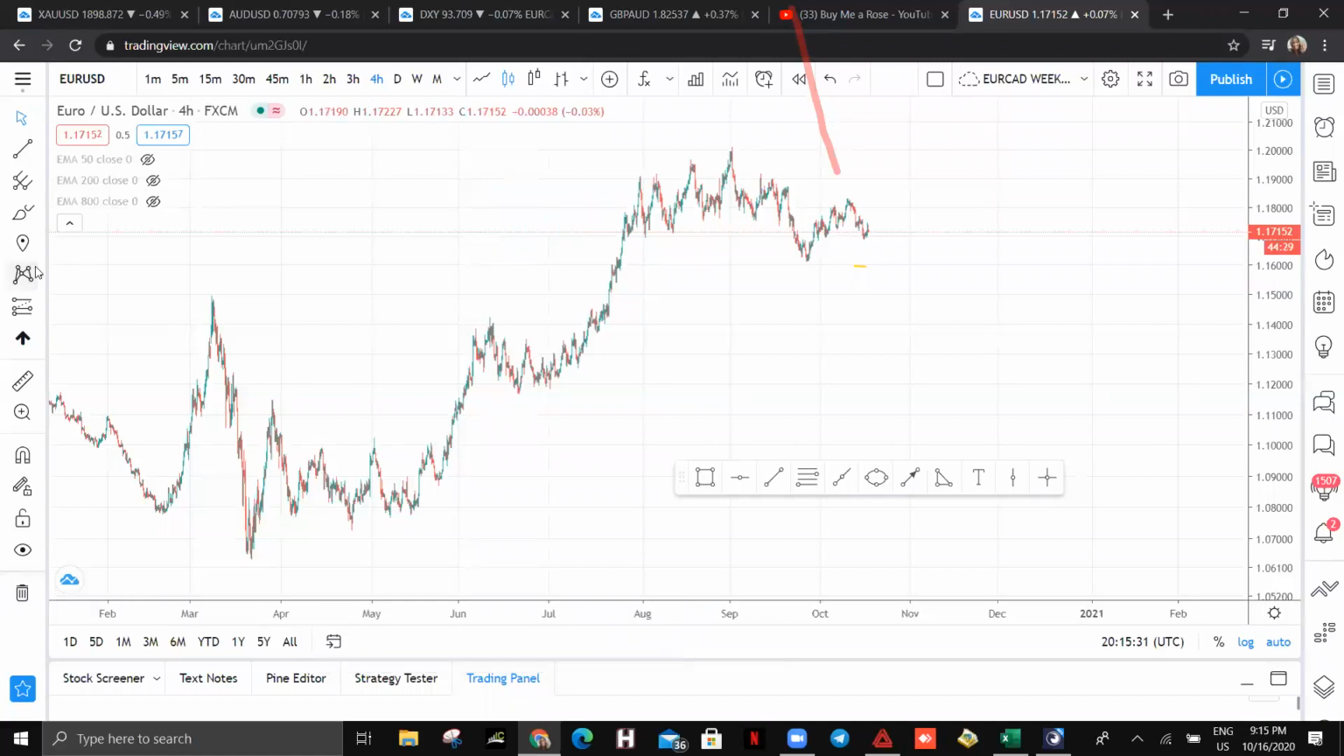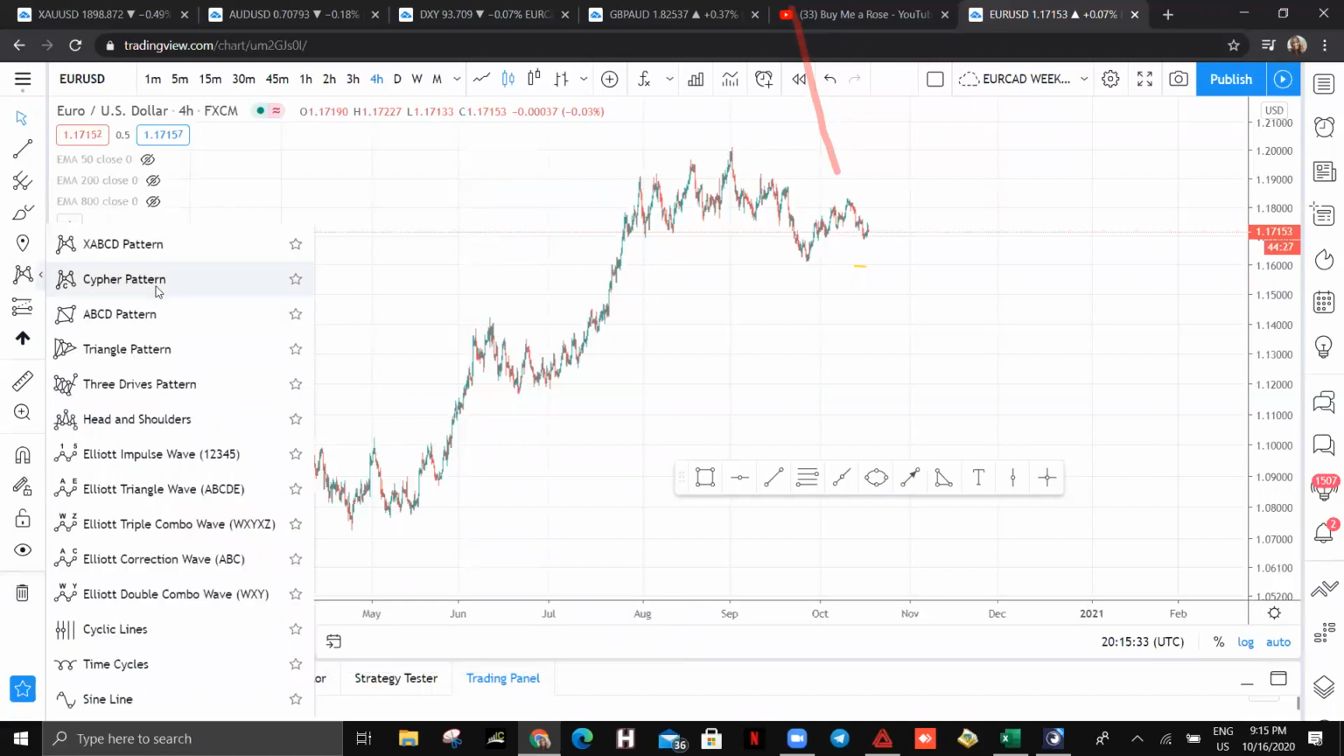Let me delete it. Here is where you get your patterns, for those who know how to draw structures, head and shoulder. I told you I'm going to teach you structure, we'll do that later. You can draw your patterns, your Gartley pattern. If you know how to draw it and calculate it, this is where you get your shapes. If you know your Elliott wave, how to count your Elliott wave, you just pick it here.